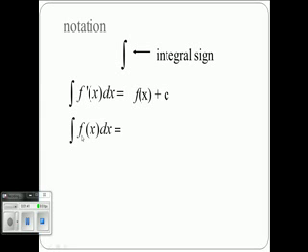If you had the integral of a function already called f of x, then when you find the integral of that, you would give it a capital F of x. And of course, we're adding on the constant of integration.